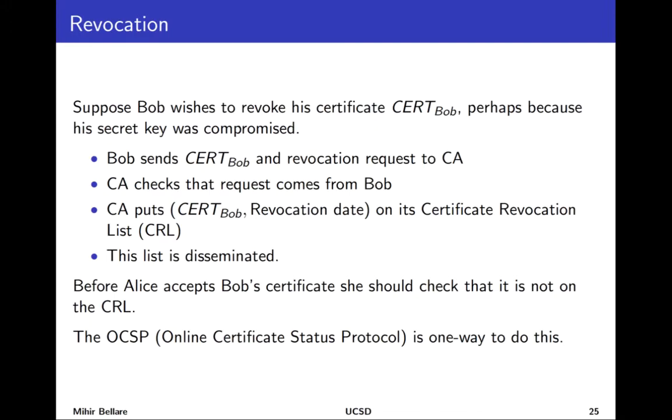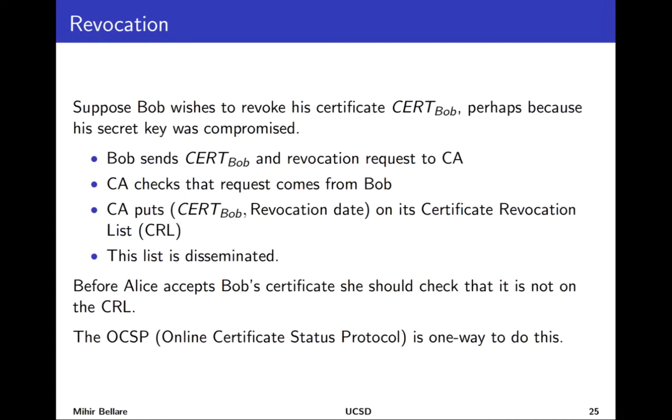But how do you disseminate revocation information? The CA maintains something called a certificate revocation list, and it puts Bob's cert on that together with the revocation date. And this list is disseminated, so various entities are supposed to somehow acquire this list, and then before Alice accepts Bob's certificate, she really ought to check that it's not on the list. But this starts getting difficult. For example, maybe there's a time delay between revocation and acquisition of the list, or it could even be that Alice isn't checking that list, something like that.